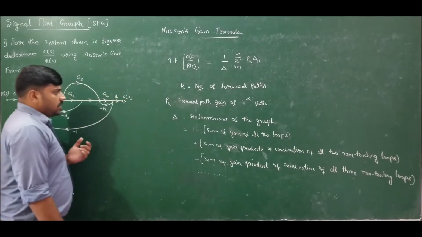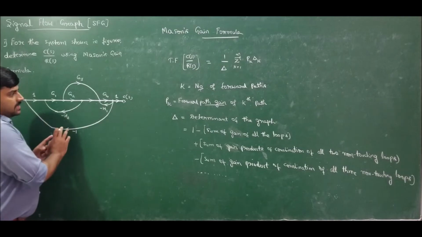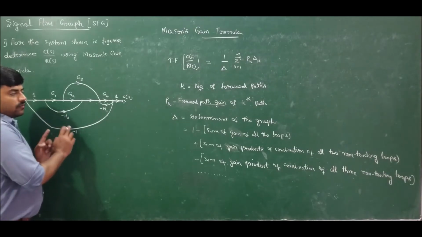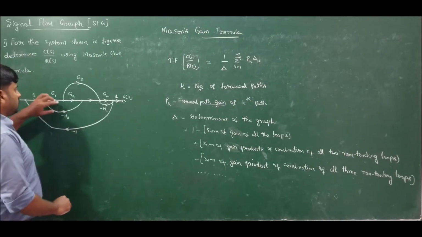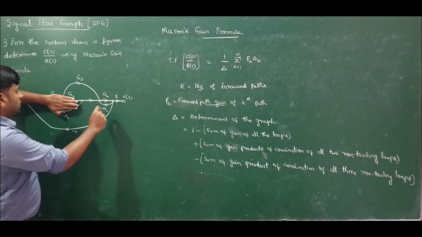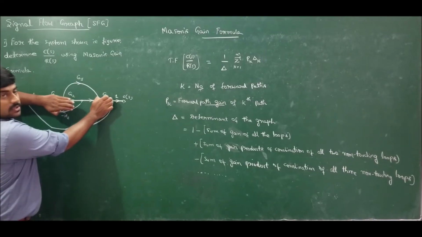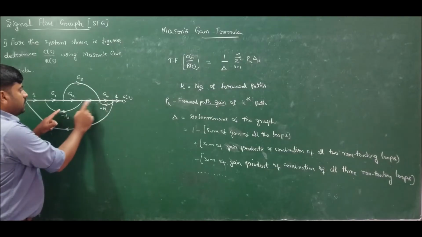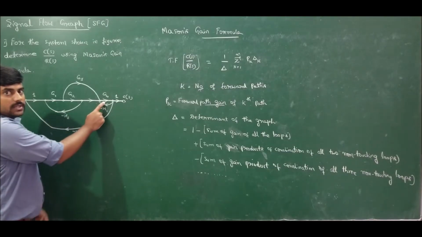Next, I should check how many loops are there in this graph, and then determine combinations of two non-touching loops. If you observe, this loop and this loop are not touching each other, correct? So the combination is L1 and L2 are not touching each other. Multiply the product of these two, L1 into L2, that is one set.